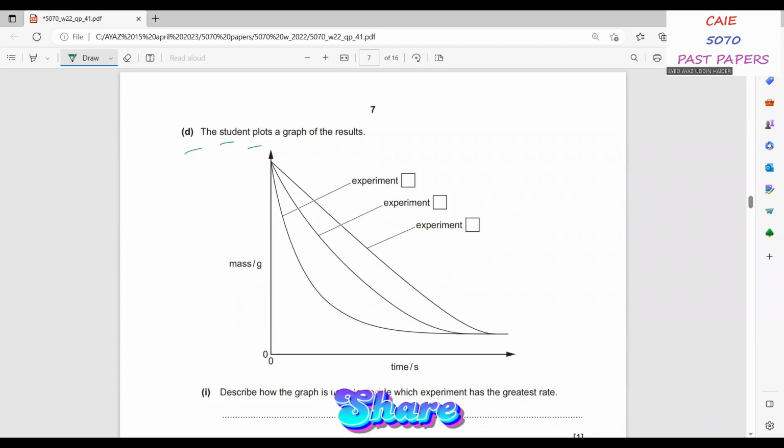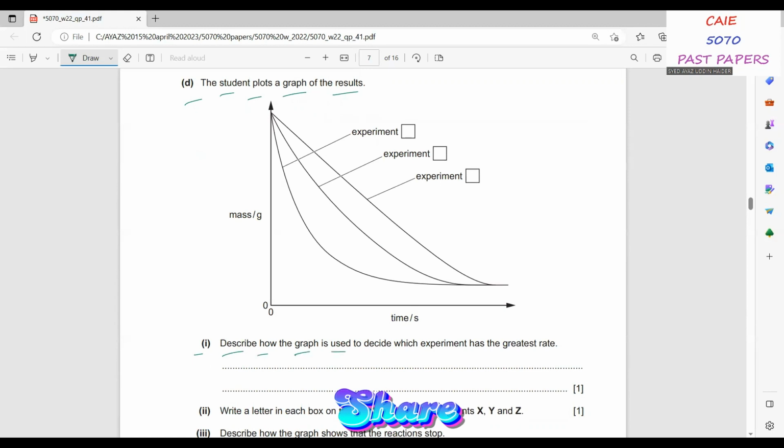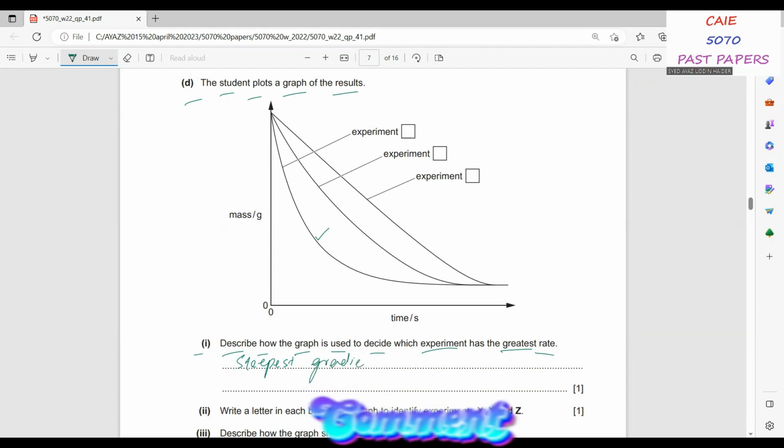Number D, the student plots a graph of the results. This is the result. 1. Describe how the graph is used to decide which experiment has the greatest rate. Steepest gradient, or the graph that levels off first. This is the graph that levels off first. We'll write steepest gradient, or graph that levels off first.